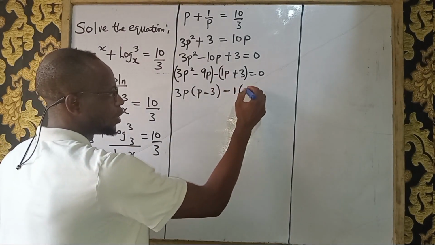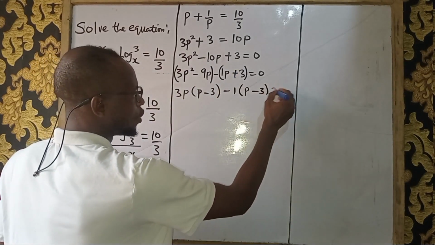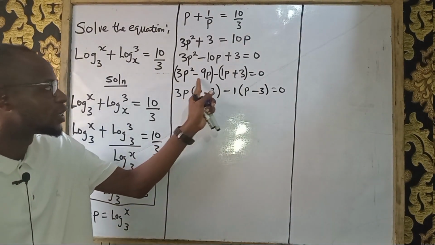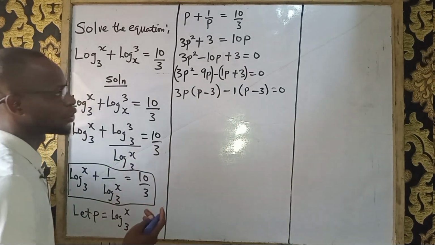So minus, the common factor that can go in these two is 1. So you bring 1 outside, then you have p minus 3 equals 0. In such a way that the two inside the bracket must be the same thing. Once this side is correct, definitely this side will be correct as well. So let us proceed with that.